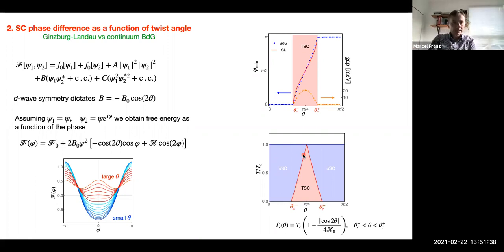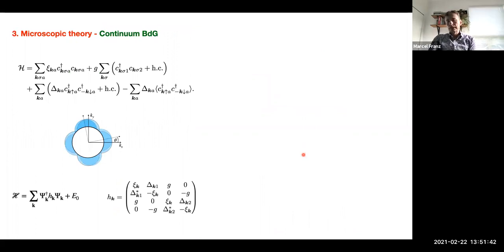So that's Ginzburg-Landau theory. One can go and model this using a very simple microscopic model. This is just a continuum version of Bogolyubov-de Gennes, or you can think about this as a version of BCS theory of superconductivity. And this is the simplest model that one can actually solve by hand.